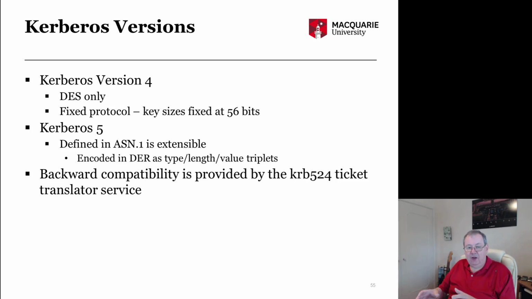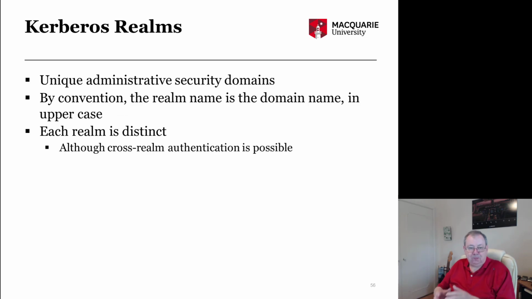Whereas Kerberos version 5 is defined in something called Abstract Syntax Notation One, which is an ISO standard, and it encodes the various keys and other values being passed around in something called External Data Representation, which is a Sun protocol, as type-length-value triplets. And you can interoperate Kerberos 5 and Kerberos 4.